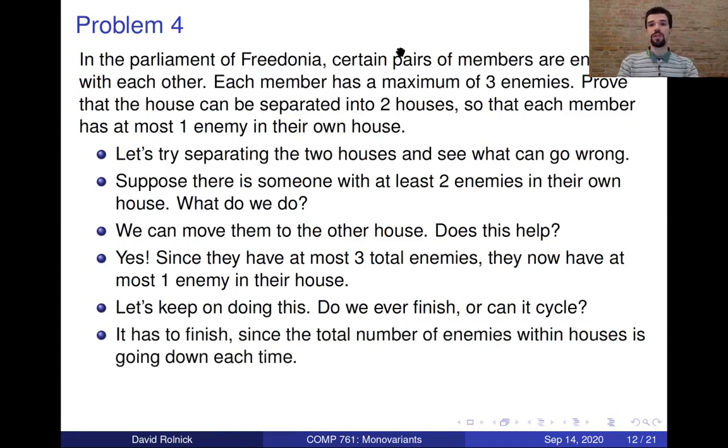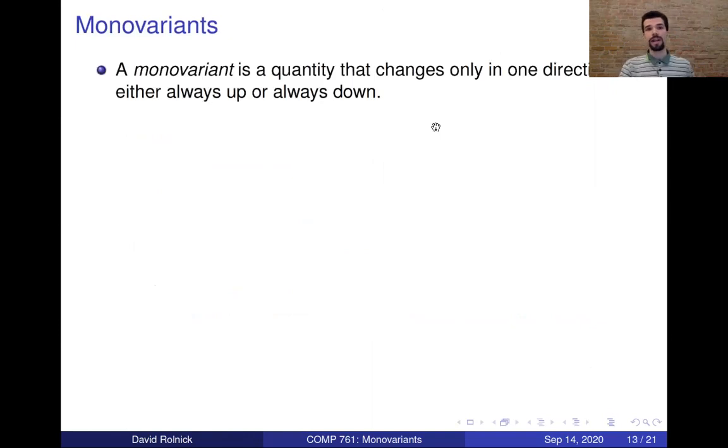Now, before we go into the formal proof, let's talk through the theory of monovariance. Because this is not an invariance problem. This is what's called a monovariance problem. So what is a monovariant? A monovariant is like an invariant, but it can change. An invariant is something that never changes. A monovariant can change, but it can only change in one direction. It can go always up or always down.